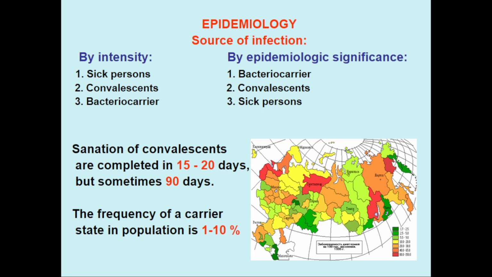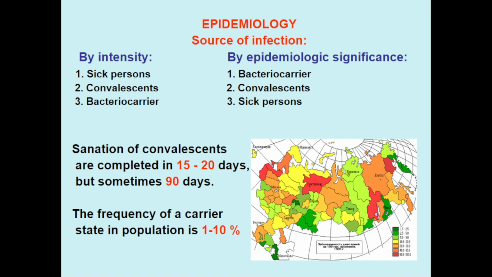Sanation of convalescents is completed in 15-20 days, but sometimes up to 19 days. So the person already feels normal, but still excretes the bacteria for some period of time. The frequency of carrier state in the population is 1 to 10%.